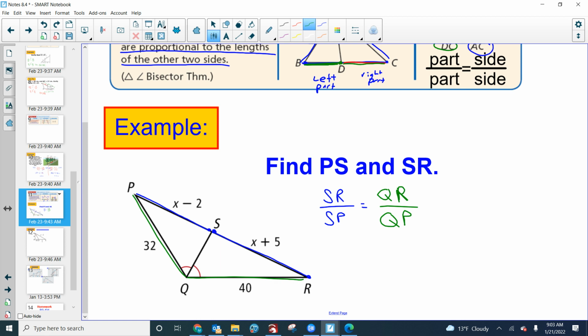Okay? All right. Now, do we all see, if we're looking at the angle, isn't this the left part? And isn't this the right part? And again, the left and the right doesn't matter as much as that you are staying in the correct order. Do you agree? Left part over right part equals left side over right side. Do you all understand what I'm talking about? Awesome. All right. Let's go ahead and plug in what we know, solve for what we don't.